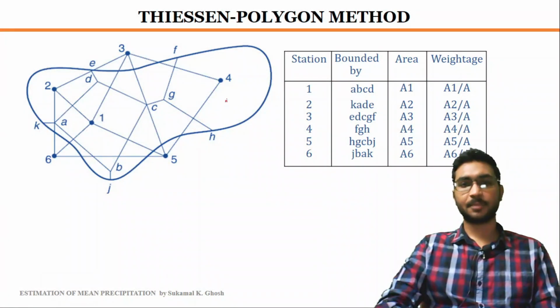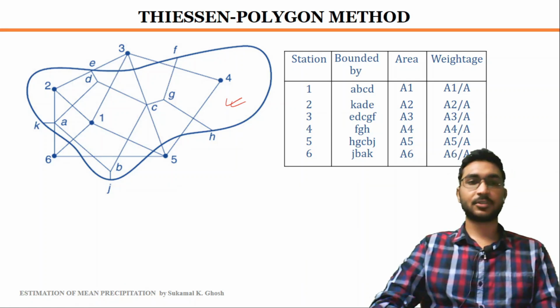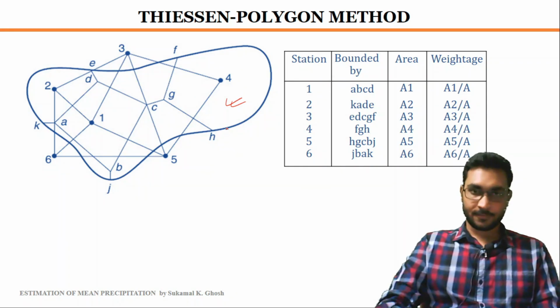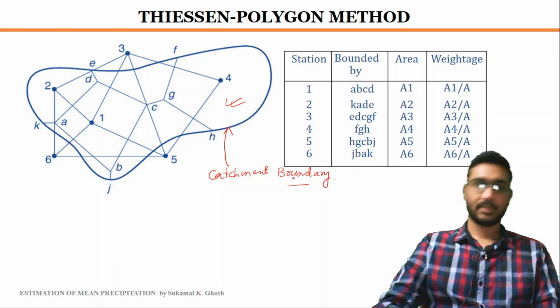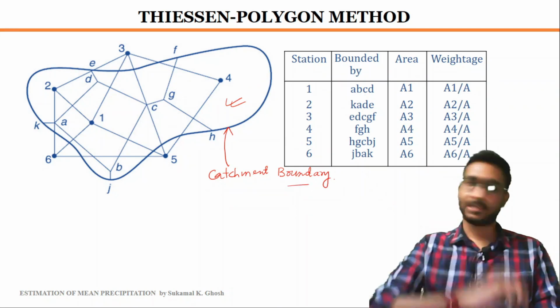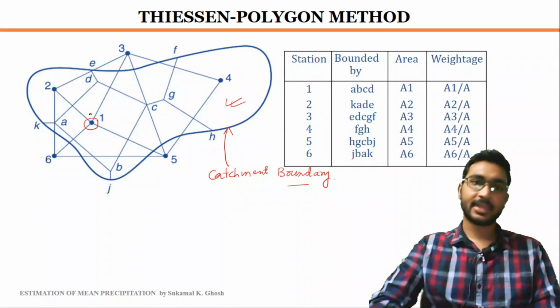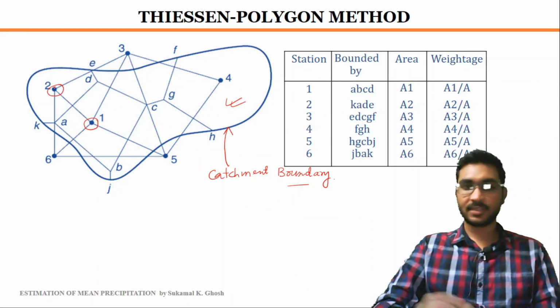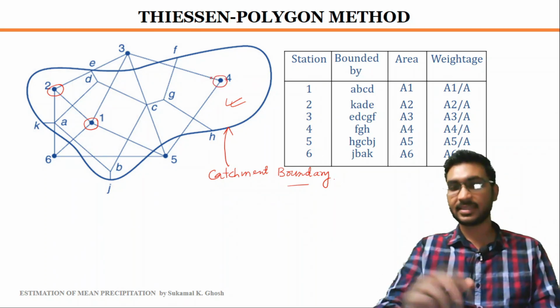Now if you consider this particular catchment area, you may observe that in this catchment area there are 3 rain gauge stations. First of all, this is the catchment boundary. Now there are 3 rain gauge stations within this catchment area. This is the first one, this is the second rain gauge station, and this is the third rain gauge station, all within this catchment area.